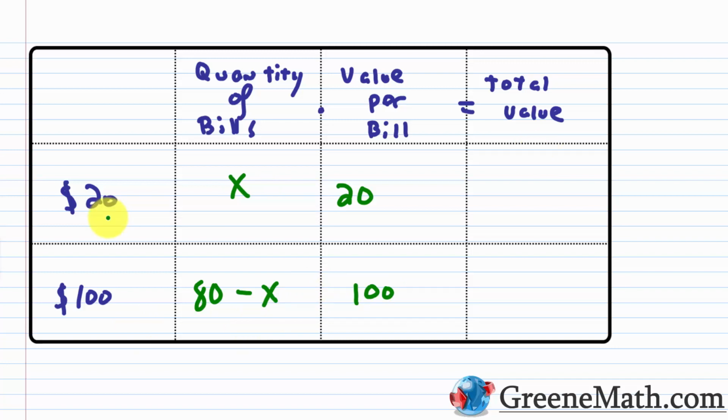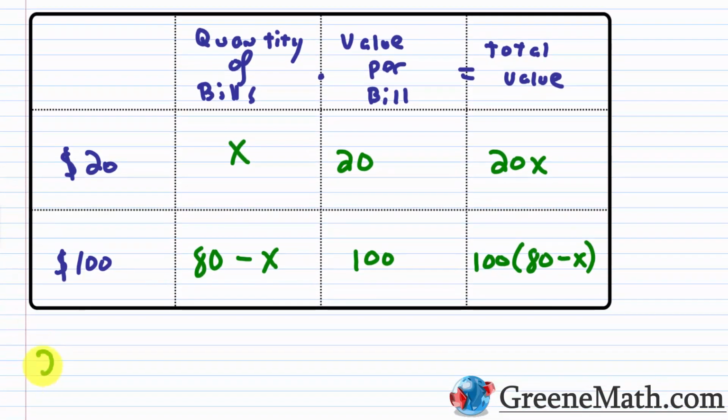To get the total value for the $20 bills, it would be x times 20, or 20x. To get the total value for the $100 bills, it would be 100 times 80 minus x. So 100 times the quantity, remember you're multiplying by the whole thing, 80 minus x. Now we have the total value of the 20s and the total value of the hundreds, and we can sum those amounts and set it equal to the total amount he has, which is $5,600. So I would have 20x plus 100 times the quantity 80 minus x, set equal to the total value of his carry bag, which is $5,600.